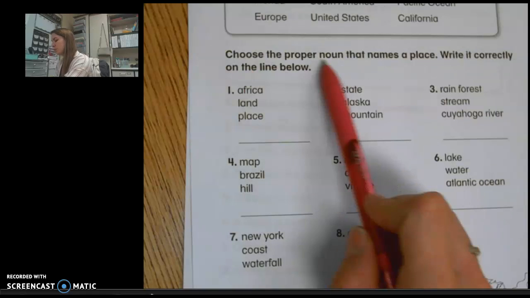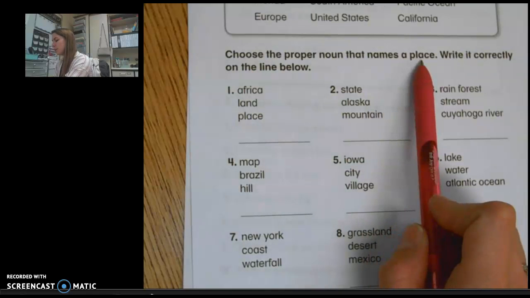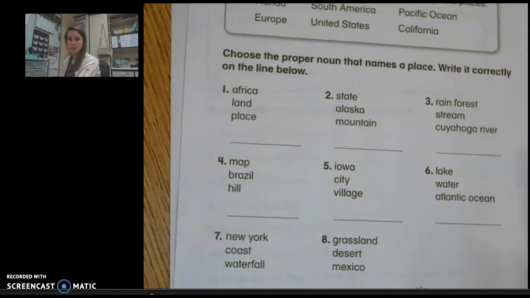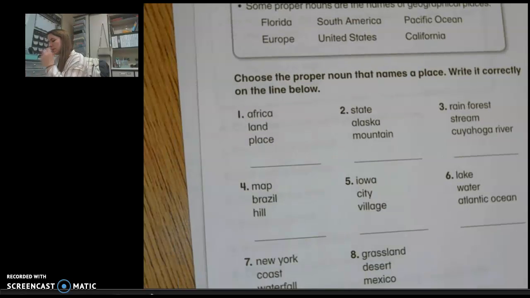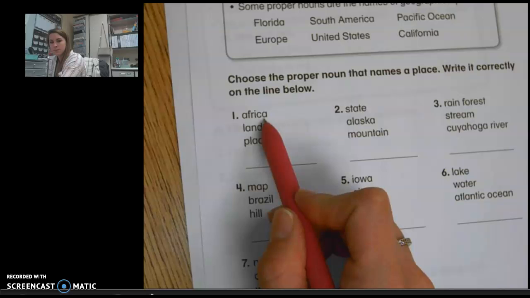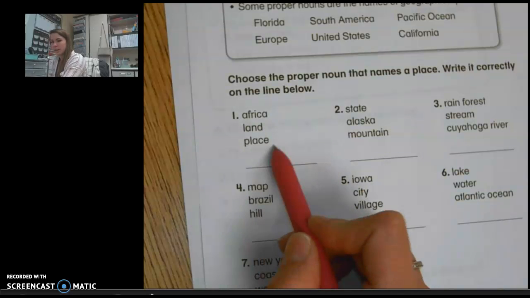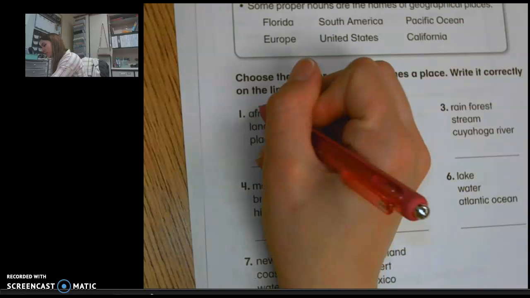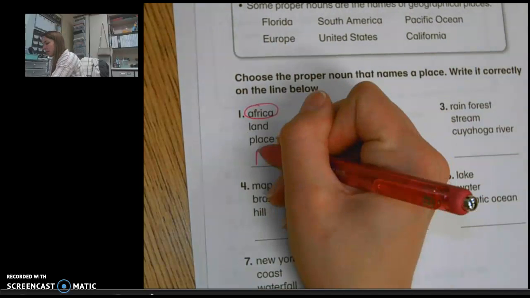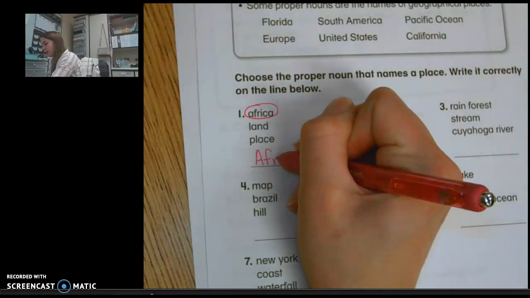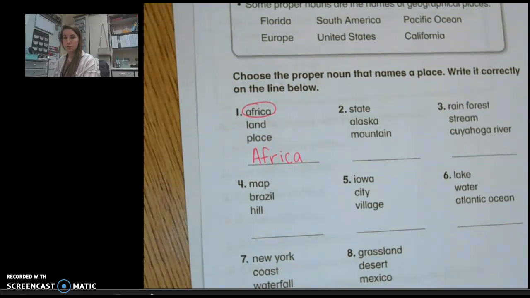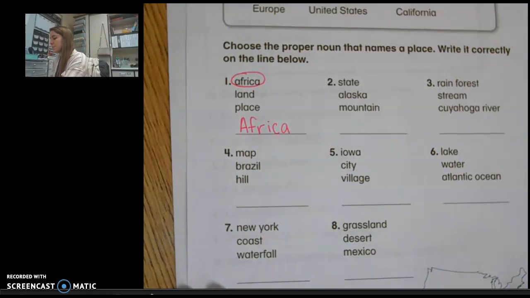Down here, you're going to choose the proper noun that names a place. Write it correctly on the line below. So we're talking about proper nouns that name a specific place. So, for example, number 1, I have 3 words. I have Africa, land, and place. I know Africa is a proper noun. So I'm going to circle Africa and write it correctly on the line by capitalizing it. That's the most important part, is writing it correctly and capitalizing.